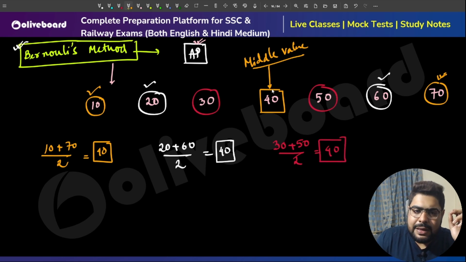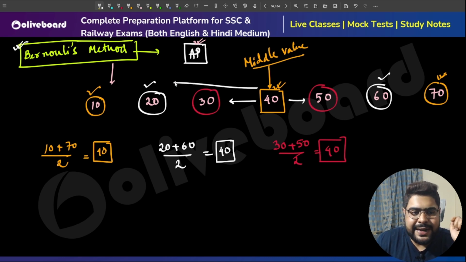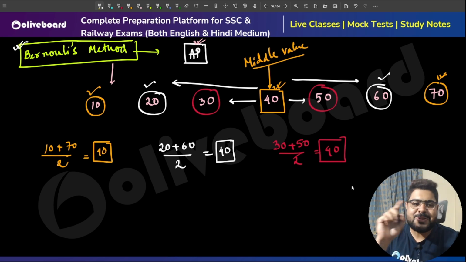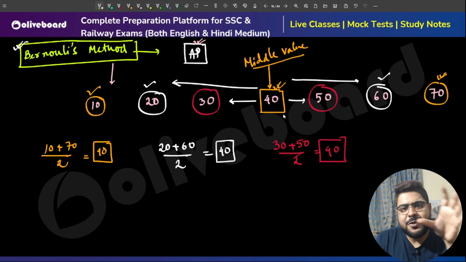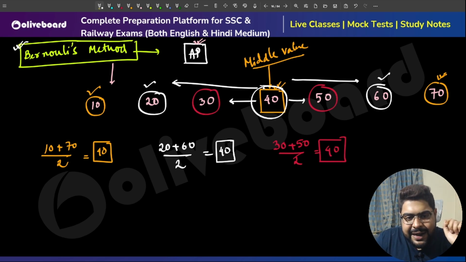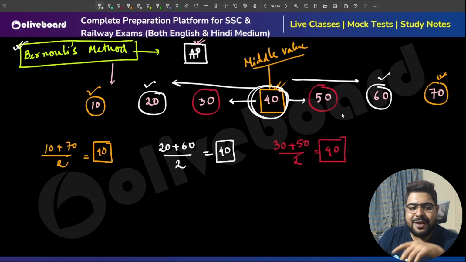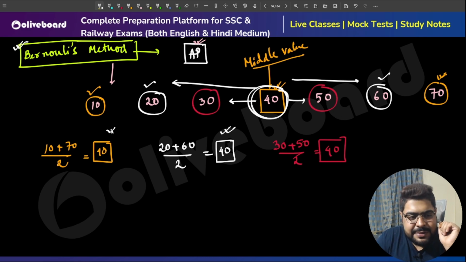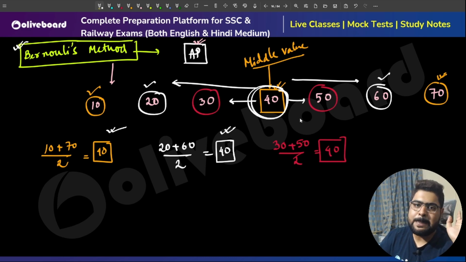Because from this particular middle point, this is 10 less, this is 10 more. This is 20 less, this is 20 more. So actually what happens, if you add, you will always end up getting twice the middle value as the sum. And you divide by 2, the average will always be the same, this particular middle value of 40. This is something Bernoulli had noticed, the first in recorded history.